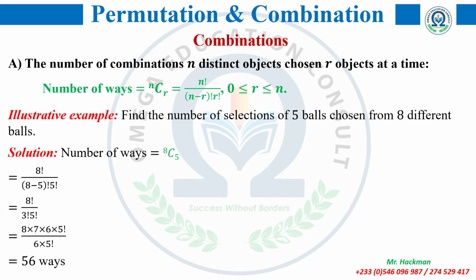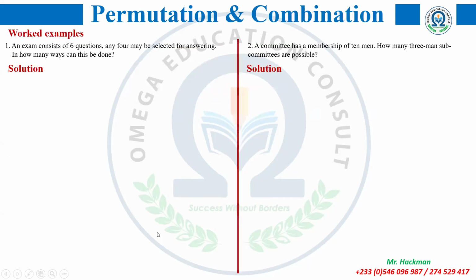Great. So now let's move on to our worked examples. The first worked example: an exam consists of 6 questions. Any 4 may be selected for answering. So you can see that the keyword is there. As I read, I underline the keyword, at least it will give me an idea as to whether I'm dealing with permutation or combination. In how many ways can this be done? So we are looking for the number of ways.